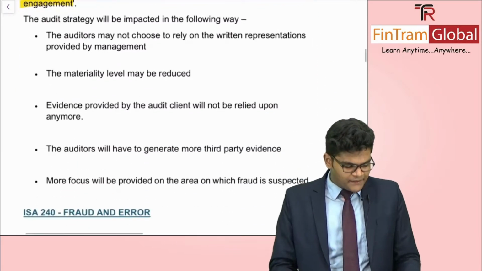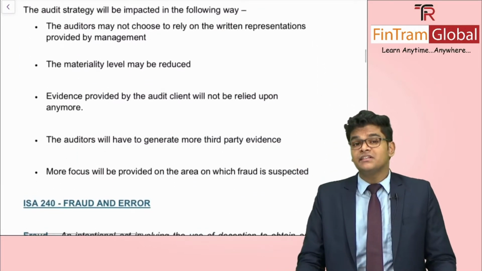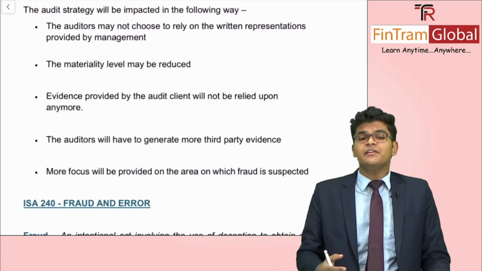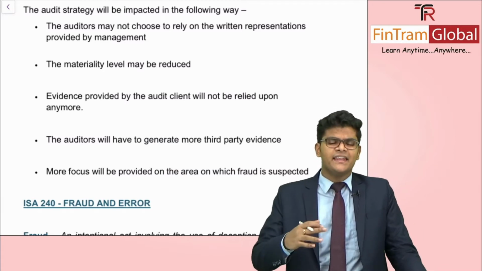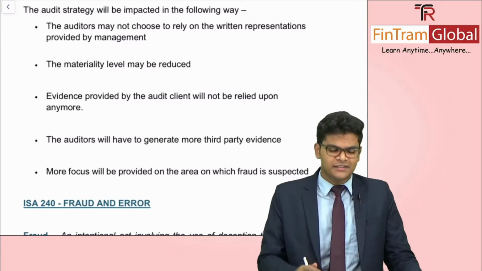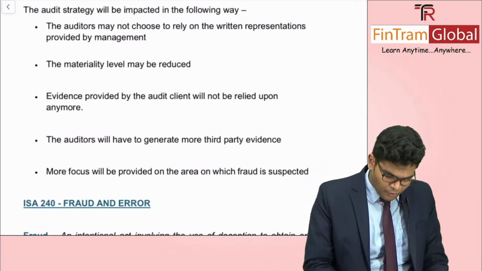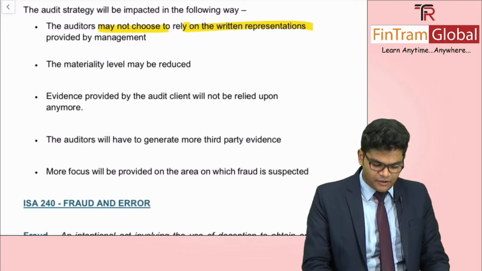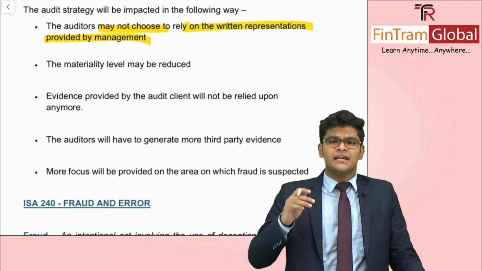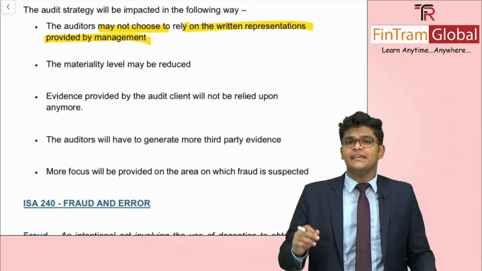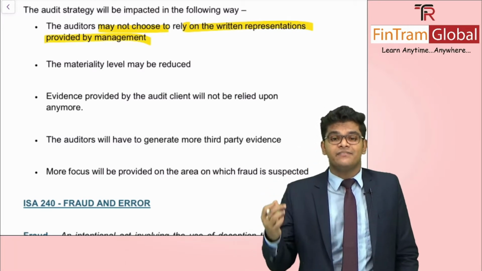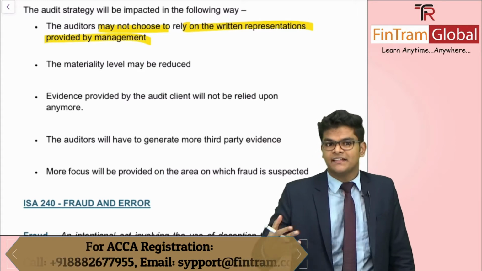Now, another aspect is how exactly the audit strategy will be impacted. Because maintaining professional skepticism throughout the audit processes can have an impact on the audit strategy. So what exactly would that impact be? Let's take a look. First of all, the auditors may not choose to rely on written representations provided by management. That's the first thing. Because we know that written representations are basically written documents provided by the management acknowledging that what they have done is accurate, complete, etc.